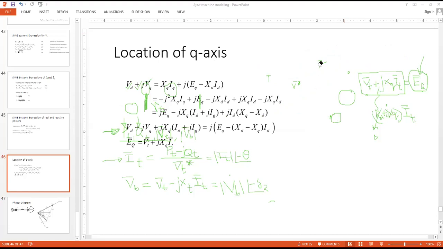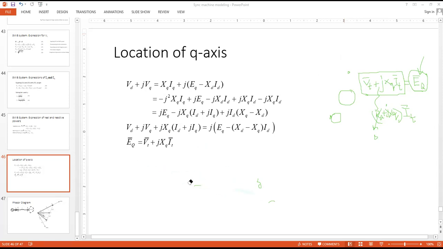So let's start with the known expressions of VD and VQ. Remember, we already know what VD is in terms of ID, IQ, and we also know VQ in terms of EQ and IQ or ID. Let's bring those relations from our previous derivations. So what we are simply doing in the first line for locating the Q axis, this is the basic background explanation for why we are saying that if I add up JXQIT with VT, I get to the Q axis.